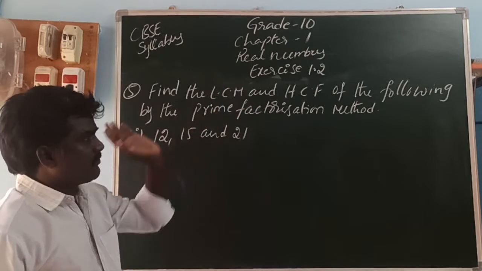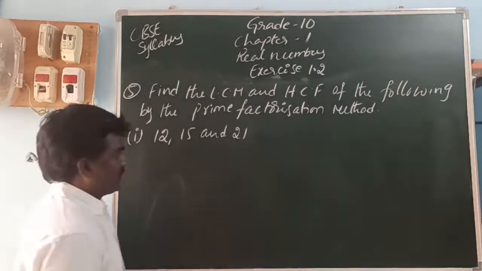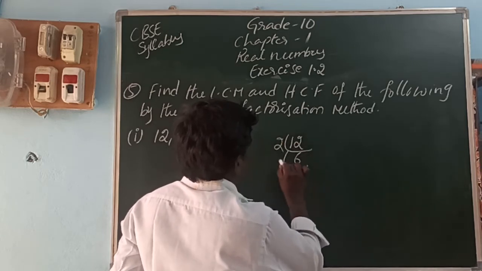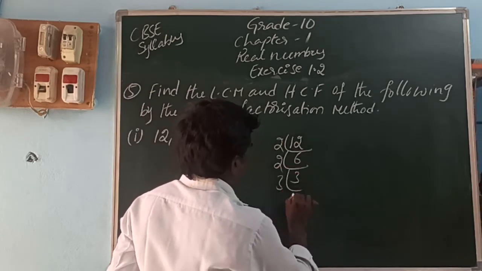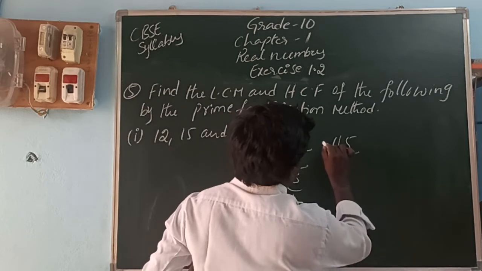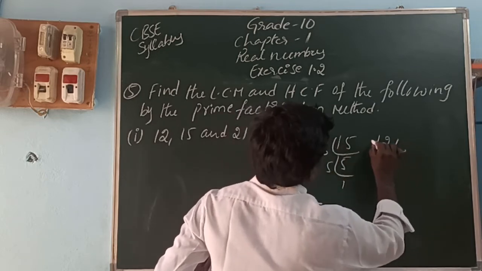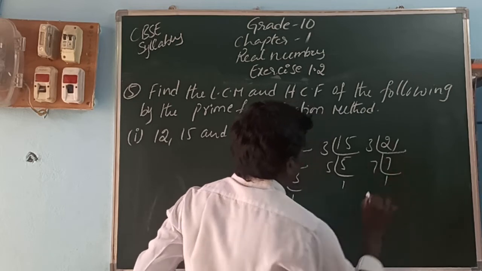Find LCM and HCF of the following by the prime factorization method. So 12, how can you write? 2 sixes are 12, 2 threes are 6, 3 ones are 3. 15, how can you write? 3 fives are 15, 5 ones are 5. 21, how can you write? 3 sevens are 21, 7 ones are 7.